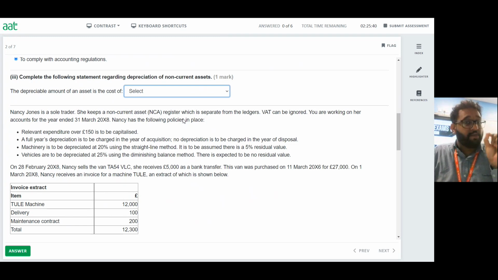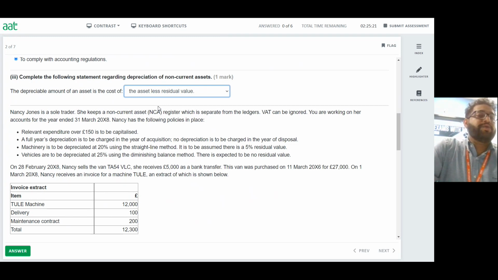But also remember, this is more likely going to be the straight line method, because on the diminishing balance basis, we will not call that a depreciable amount. So it's always going to be related to straight line. So this is going to be the one. What is this one? Asset less the accumulated depreciation. That is your carrying value. What is the value of your asset? It's your value of the non-current asset at cost. Okay, so the answer is going to be asset less the residual value there.